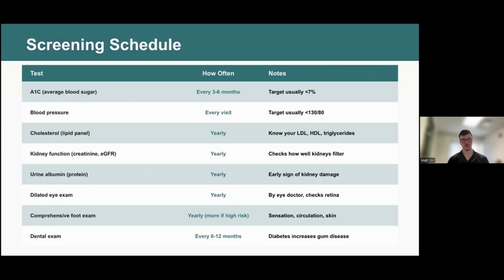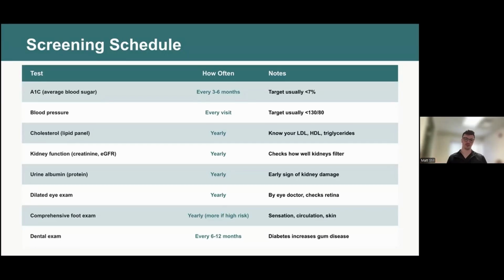Some important screening tests that you should be aware of. These are pretty routine labs that your primary care provider can order for you. One is your A1C, or this is your average blood sugar. You should get this done every 3 to 6 months. It's an average of the intensity of the blood sugar over a 3-month period of time.